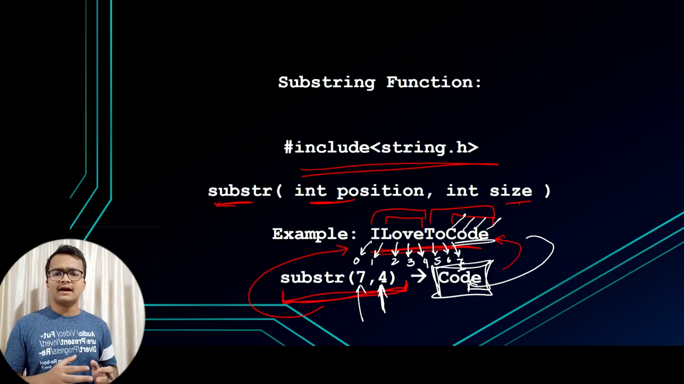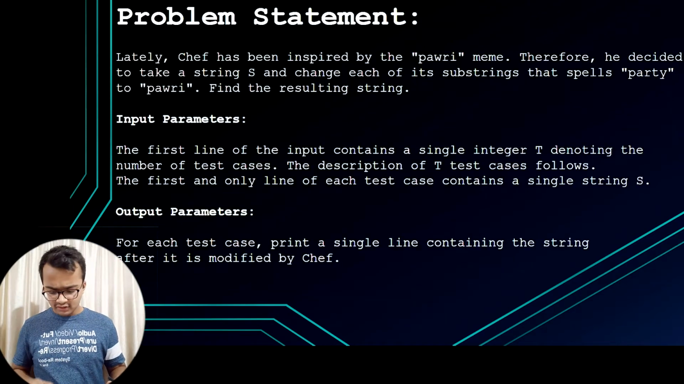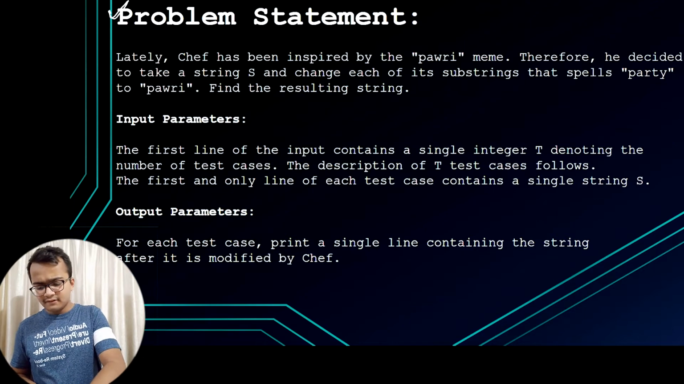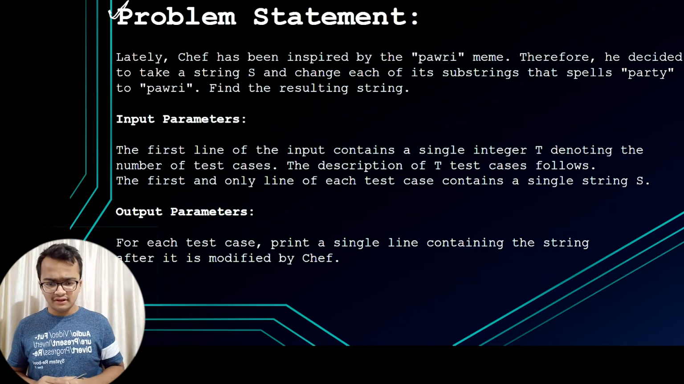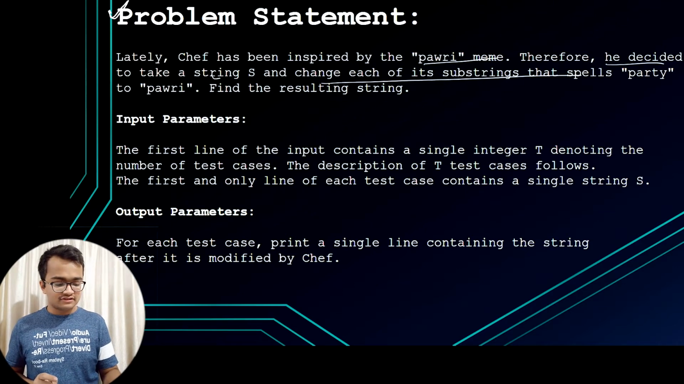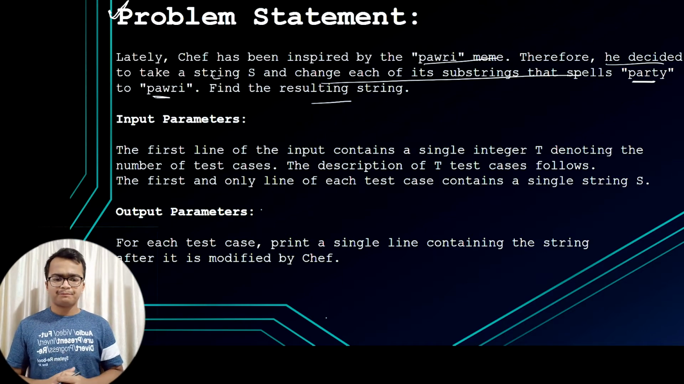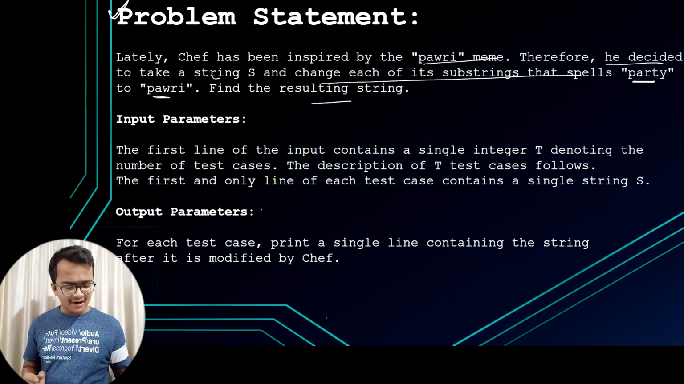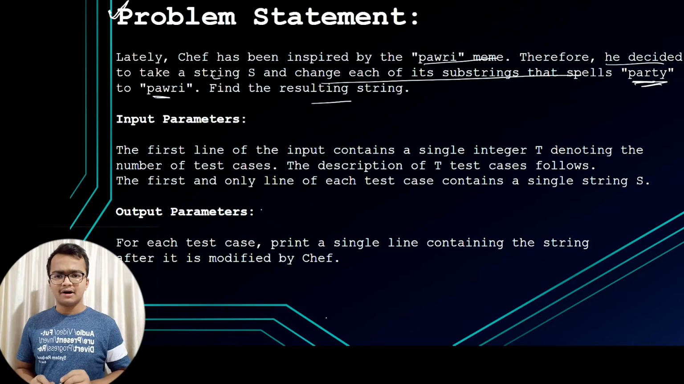Now let's look at the problem statement first. I hope you read the problem statement, so I'm going through it very fast. Lately Chef has been inspired by the Pawri meme, therefore he decided to take a string s and change each of its substrings that spells party to Pawri and find the resulting string. So basically we have to accept a string from the user, find substrings in the string, and if a substring is equal to party, we replace it by Pawri.